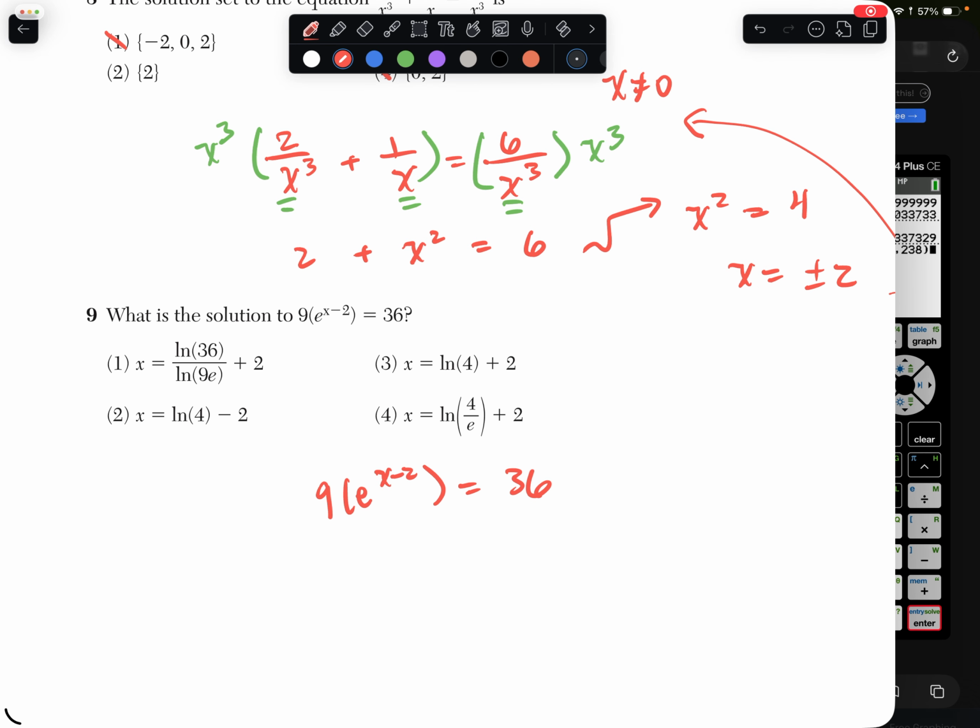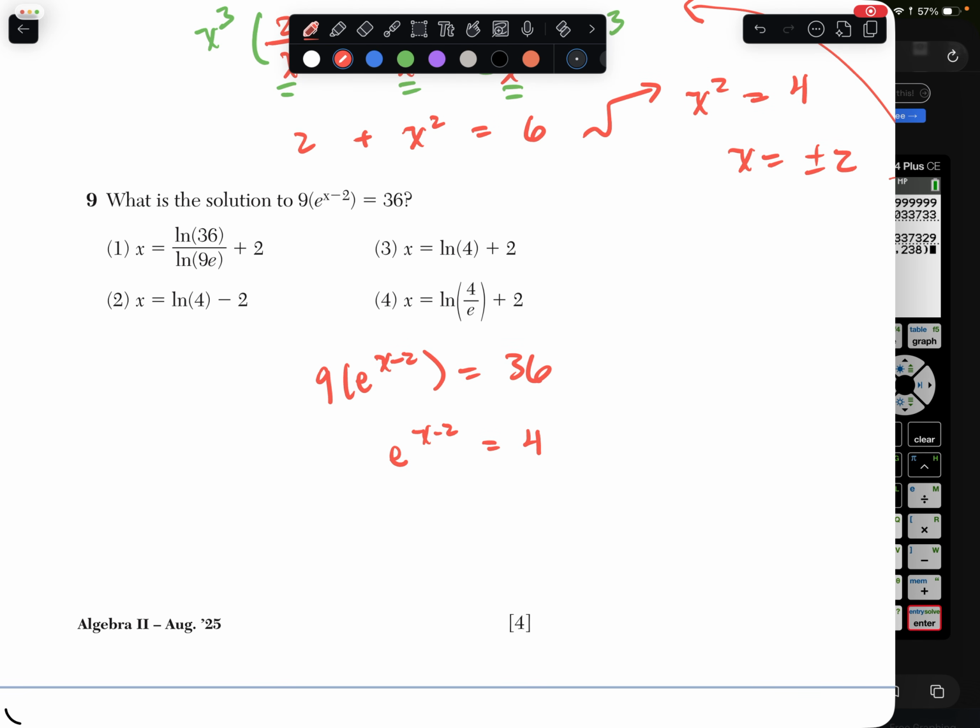When we're solving this type of equation, it's always helpful to get this by itself, as small as possible, and move everything over to the other side. So I'm going to divide both sides by 9, so 36 divided by 9 is 4. Now in order to bring the power down, I'm going to take the ln of both sides. Another way to put it is to take the inverse of this, and the inverse of e to the power of something is ln. Whatever I do to one side, I do to the other side. So it's ln on one side and ln on the other side.